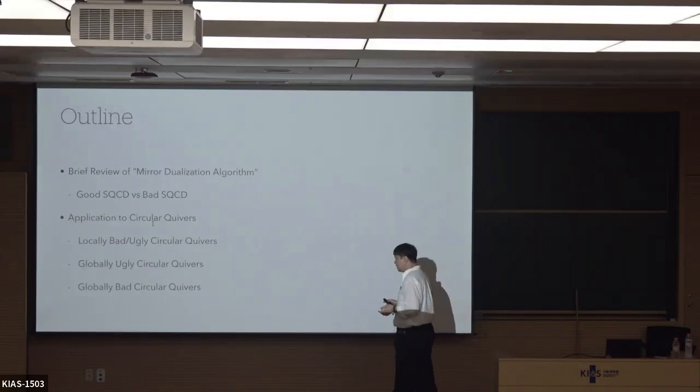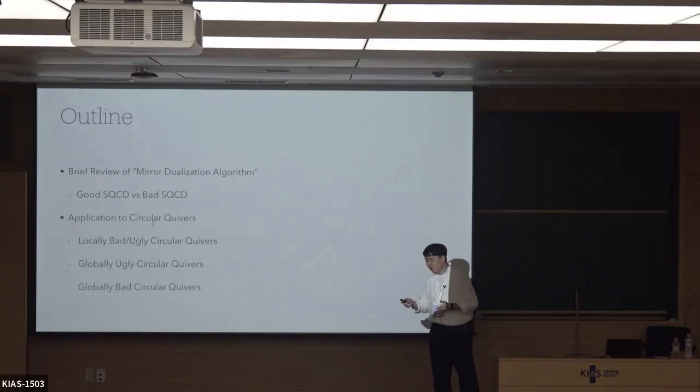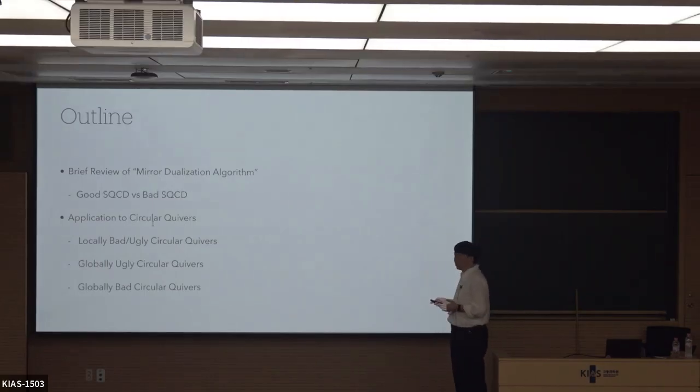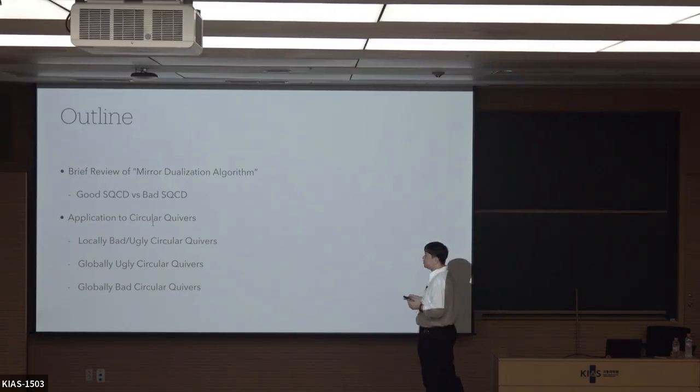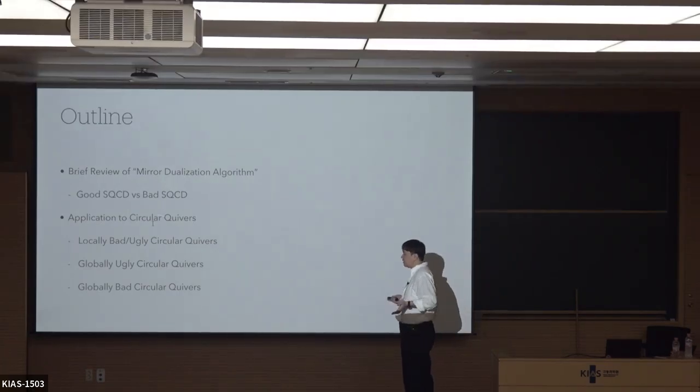So here's the outline. I'm going to tell you what this mirror dualization algorithm is, which is something about 3D mirror symmetry, and I will explain the details shortly. I will show you two examples, good SQCD and bad SQCD, to demonstrate the difference between those two theories from the perspective of this algorithm. Then I move on to the application to circular quivers.